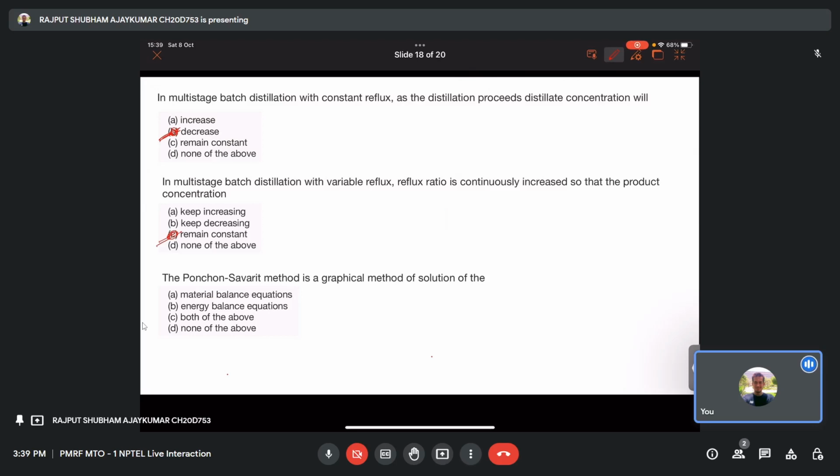So it's also a graphical method to determine the number of theoretical stages, using the enthalpy-composition diagram, and each point on the diagram corresponds to the concentration of gas and liquid and a mixture of gas and liquid involved in the separation process. So the Ponchon-Savarit method is actually a graphical method for the solution of both material and energy balance. The correct answer is C, that is both, because we consider the enthalpy points in there.